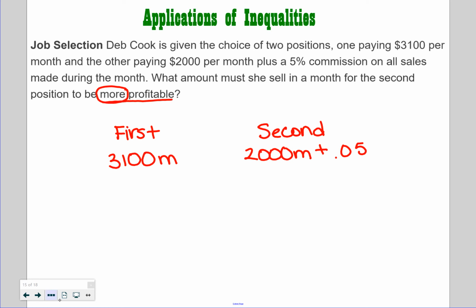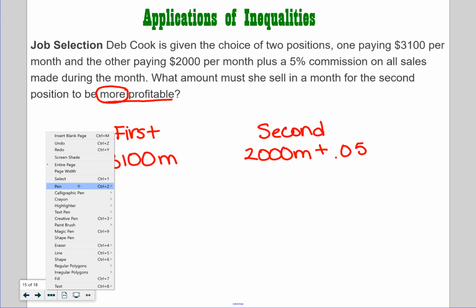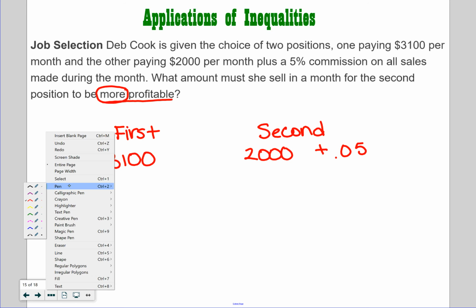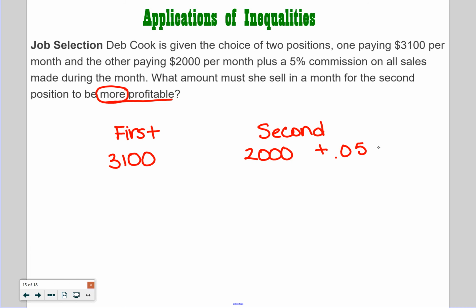Actually, I think I'm going to take out those M's because I think we're just calculating it for 1 month. So we don't have to worry about the per part there. So in this first position she makes 3,100, period. The second position she makes 2,000 as a base salary plus 5% on her sales. So we're going to use sales as a variable. And let's call that X.